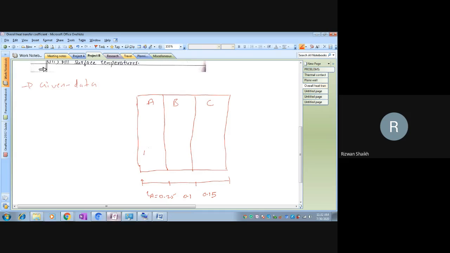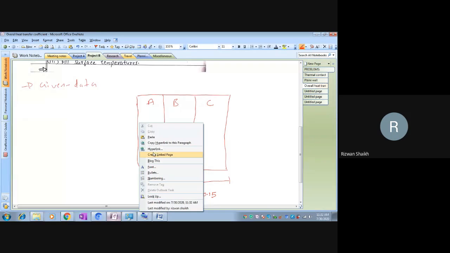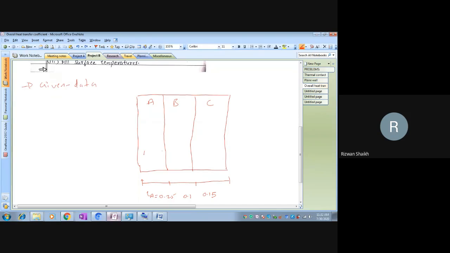We require to draw the resistance also. So we have thermal resistance Ka, thermal resistance Kb, and thermal resistance Kc. And based on this, we can have three resistances, one for layer A, two for layer B, and third is for layer C. Okay. Now after this, they have given some more things, hot fluid and cold fluid at the inside and the outside of these three layers.